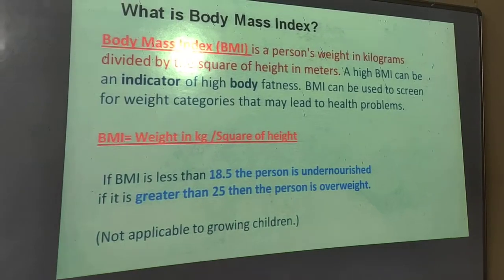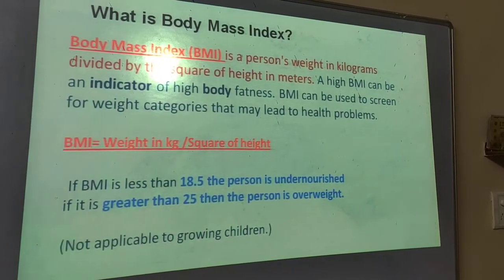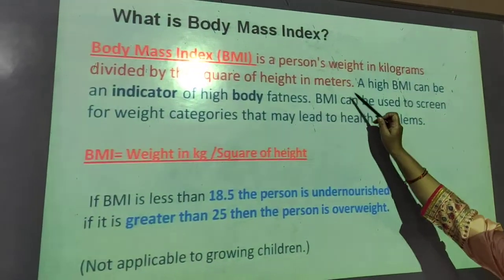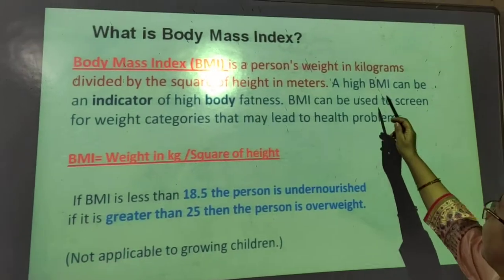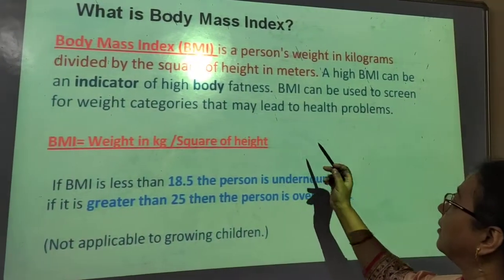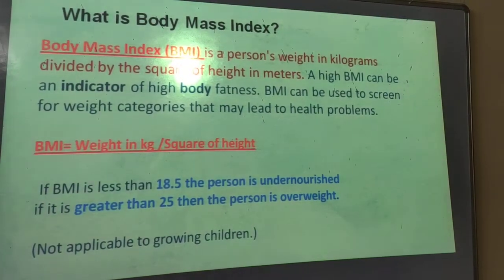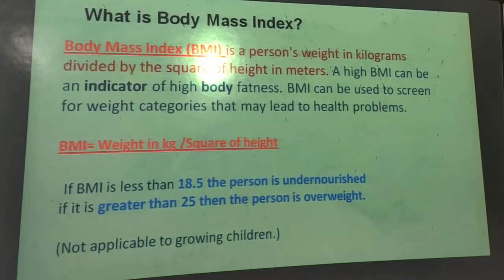Body mass index is a person's weight in kilograms divided by the square of height in meters. So what does it tell? A high BMI can be an indicator of high body fatness. However, it is used to screen for weight categories because it may lead to health problems.